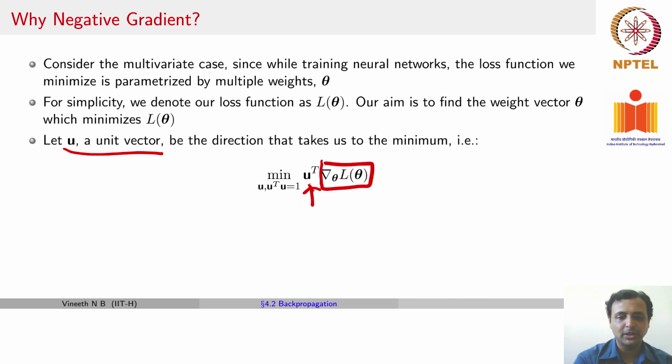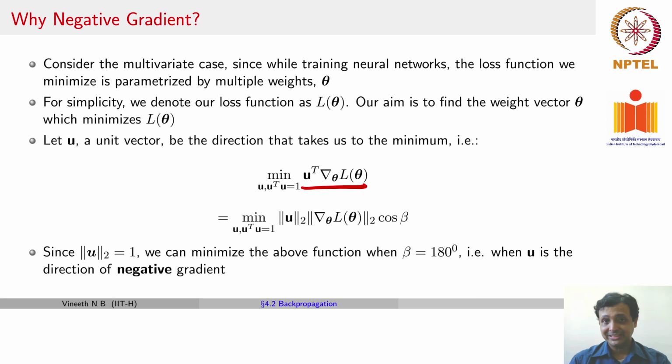For simplicity, we're going to assume that u is a unit vector. So we want to minimize over all possible unit vectors u, where u transpose u is equal to 1, the quantity u transpose times the gradient of the loss function. Now this is simply a dot product, so it can be written as the 2 norm of u times the 2 norm of the gradient times cos beta, where beta is the angle between the u vector and the gradient of the loss with respect to theta vector.